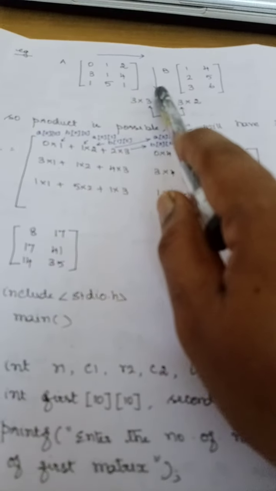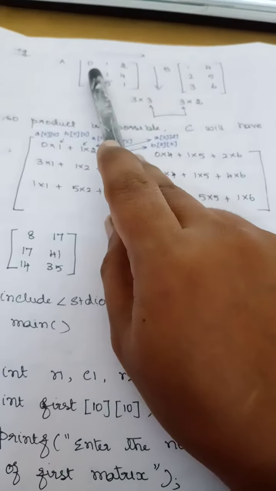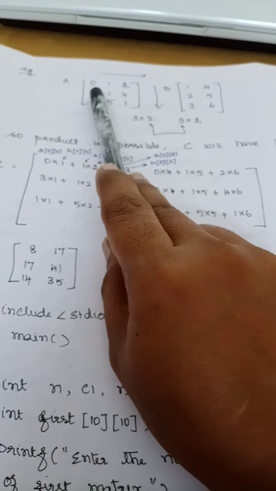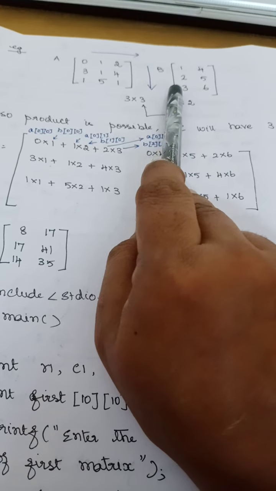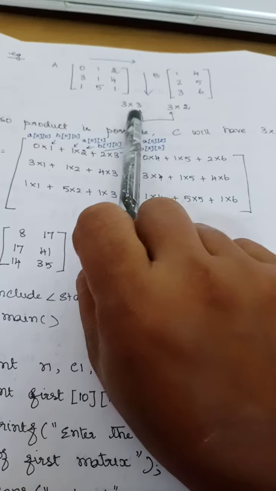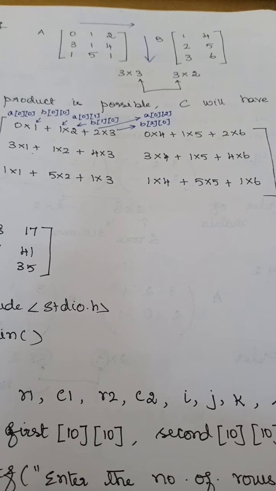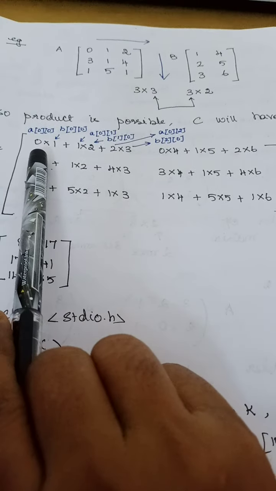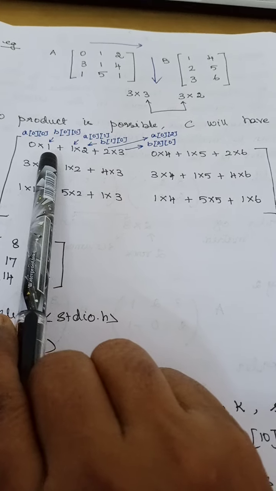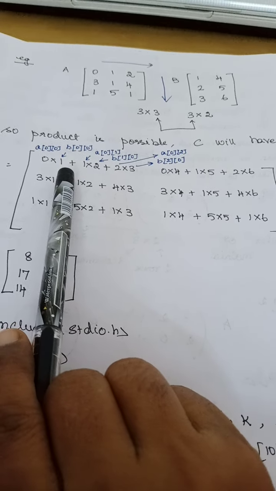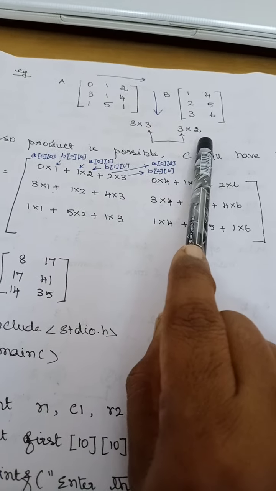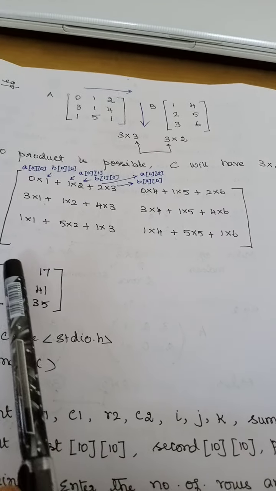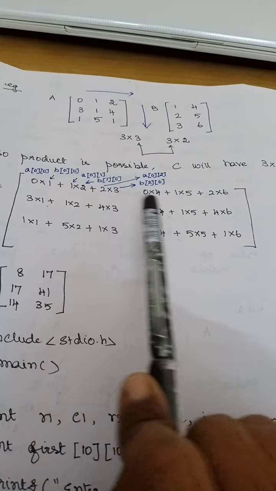I need to do it like this, right? This row will be multiplied with this column. That is why we are saying that these two things should be equal, right? So here I will do what? My product will have 3 by 2, that means 3 rows and 2 columns. So I need to get 2 columns, right?